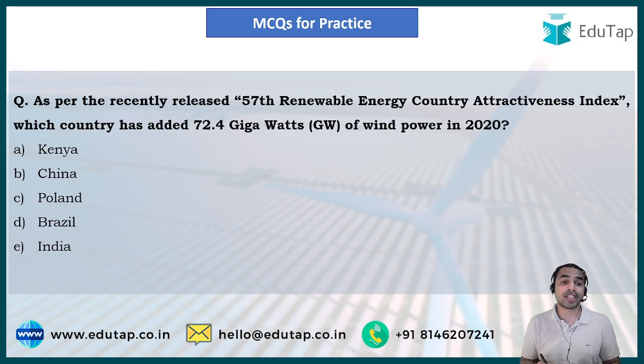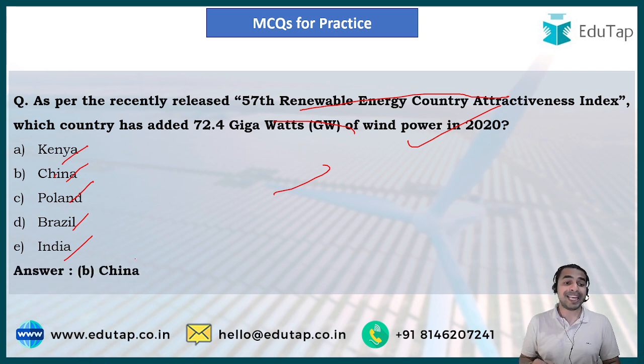And the next question is, as per the recently released 57th Renewable Energy Country Attractiveness Index, which country has added 72.4 gigawatts of wind power in year 2020? And guys, you are required to answer me in the comment section below. The options are Kenya, China, Poland, Brazil and India. And guys, the right answer to this particular question is option B, that is China.